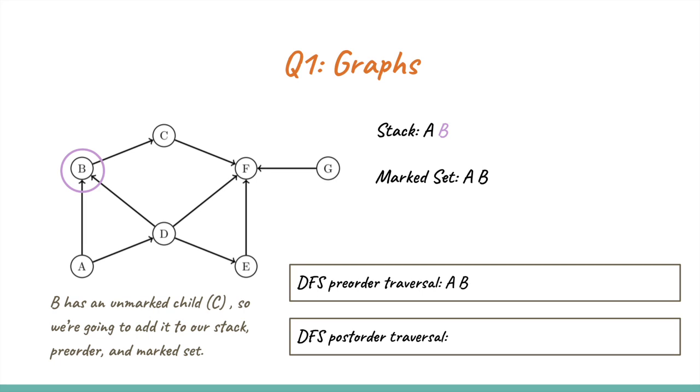The next node we're looking at is B. B has an unmarked child, C, so we're going to add it to our stack, pre-order, and marked set. C has an unmarked child, F, so we also add it to our stack, pre-order, and marked set.